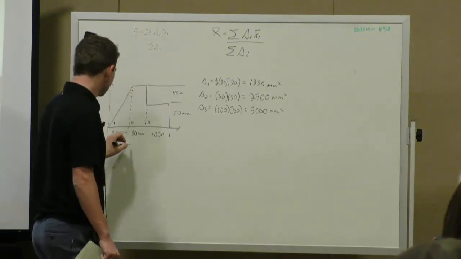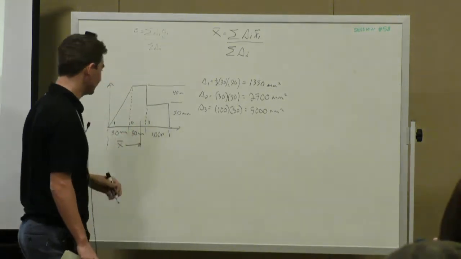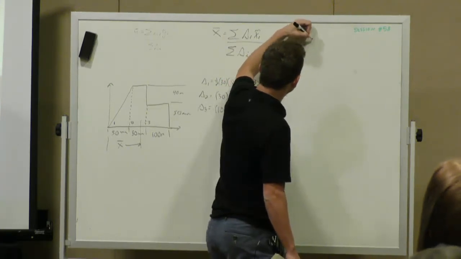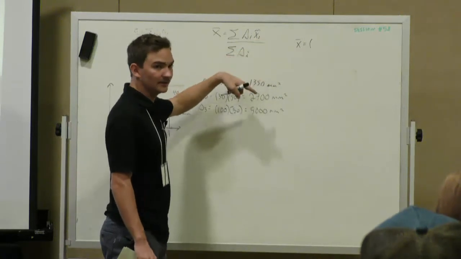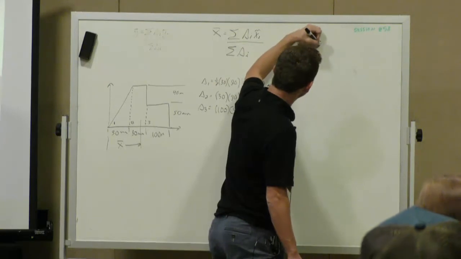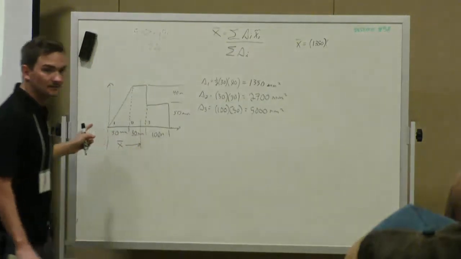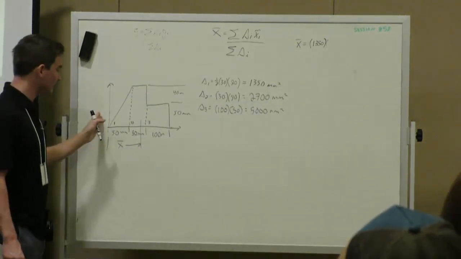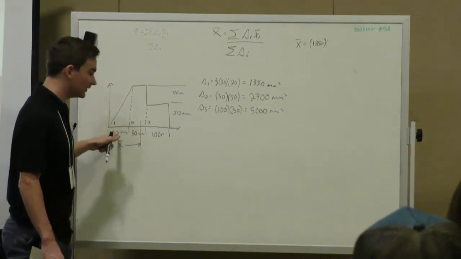All right, so let's start by solving for x bar. x bar is going to act at some distance from our origin. Using this equation, we have our individual areas, A1, A2, A3, multiplied by their x tildes, so their centroids. Area 1 is 1350. And what is its x tilde? One third from that side. Is it 1/3 from this side, or 2/3? Yeah, it's 2/3 from this end, so it's 2/3 times 30.